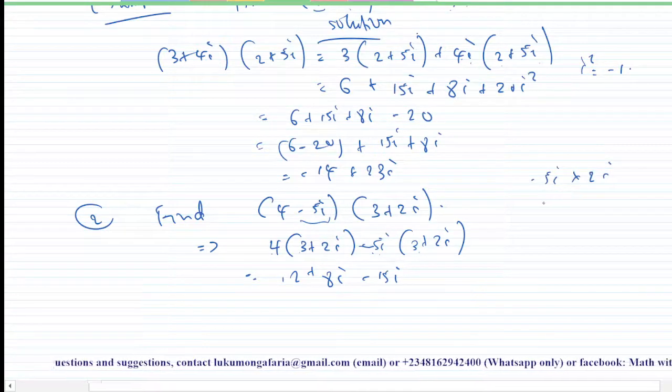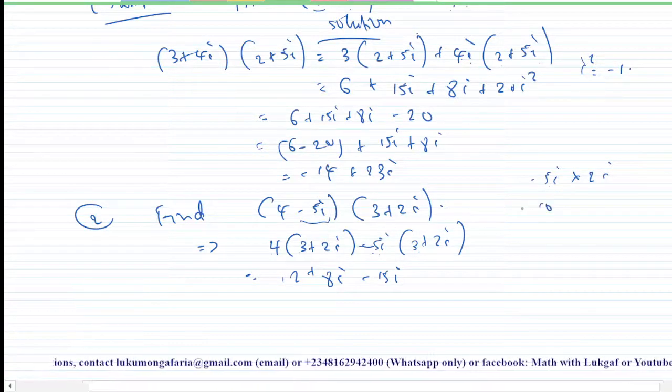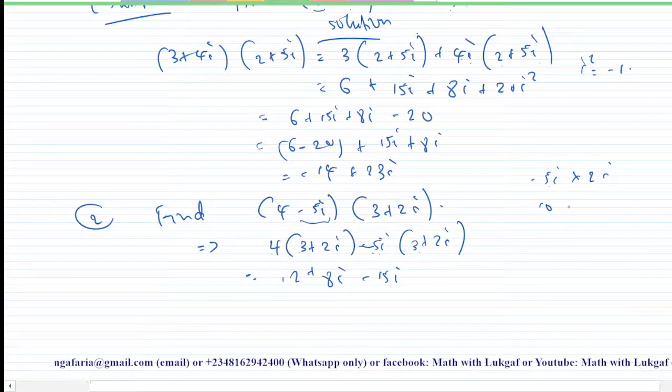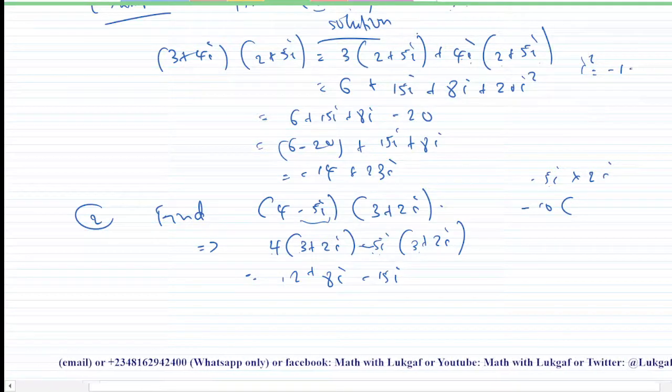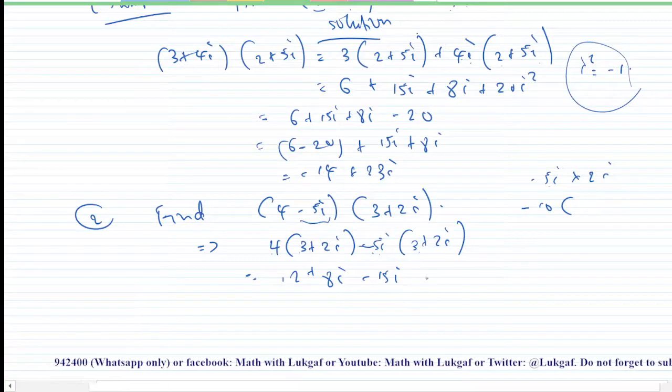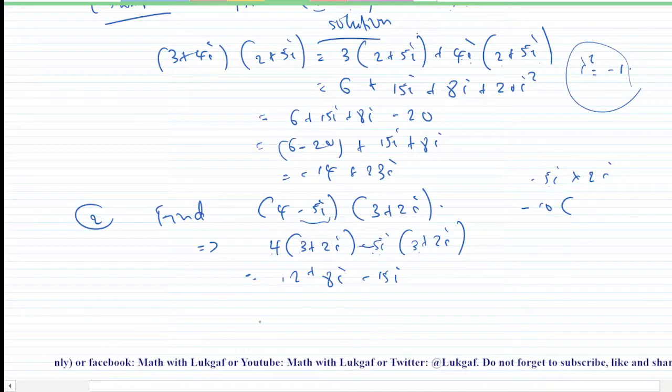You know this is going to give you 10. Okay, let me say minus 10. i times i is i squared. And don't forget i squared is minus 1. This is going to give me minus 1. So this is going to give you 10. Then you now simplify for that.